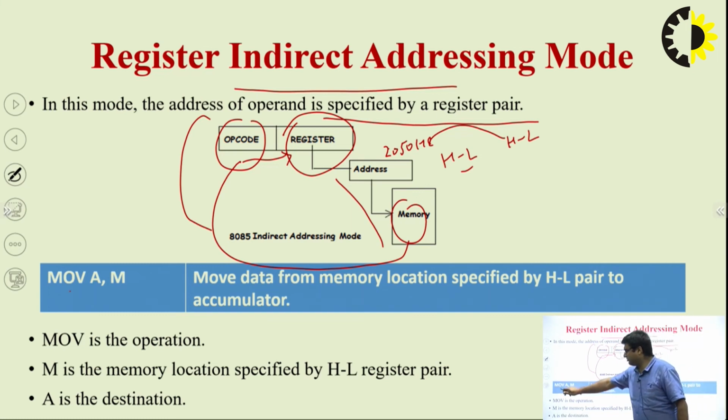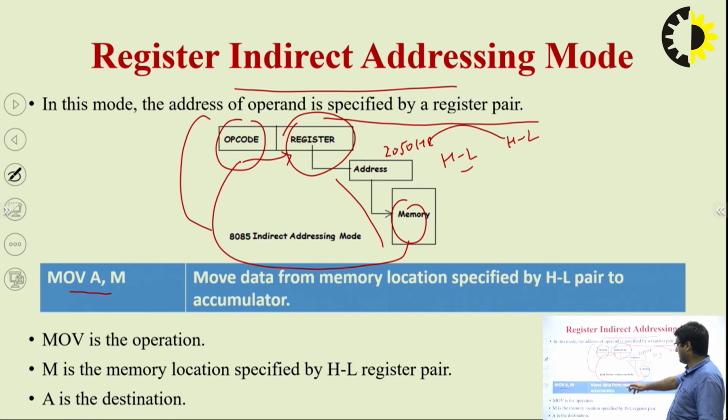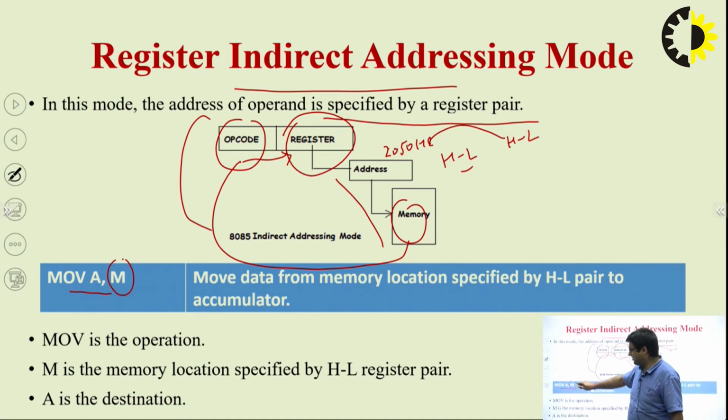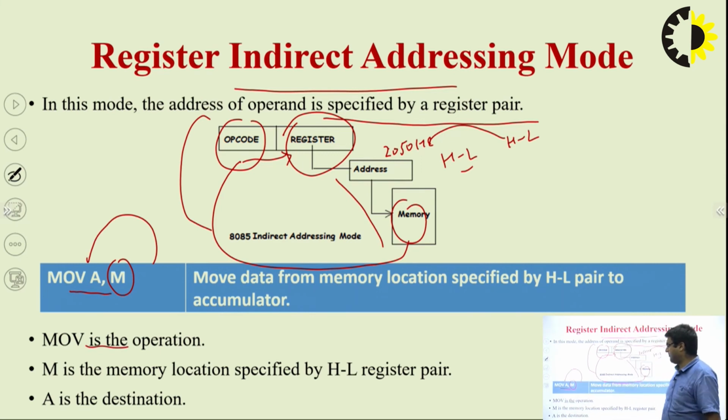Let us see through the example MOV A, M. MOV A, M means that we move the data from the memory location specified by the HL register pair to the accumulator. The memory location is 16-bit, so it is pointed out by another register, the HL register pair, and the contents of that we are moving into the accumulator register. MOV is the operation and M is the memory location specified by the HL register pair. So we have seen that the HL register pair is the default memory pointer, used to carry out the memory operations. A is the destination. Okay.